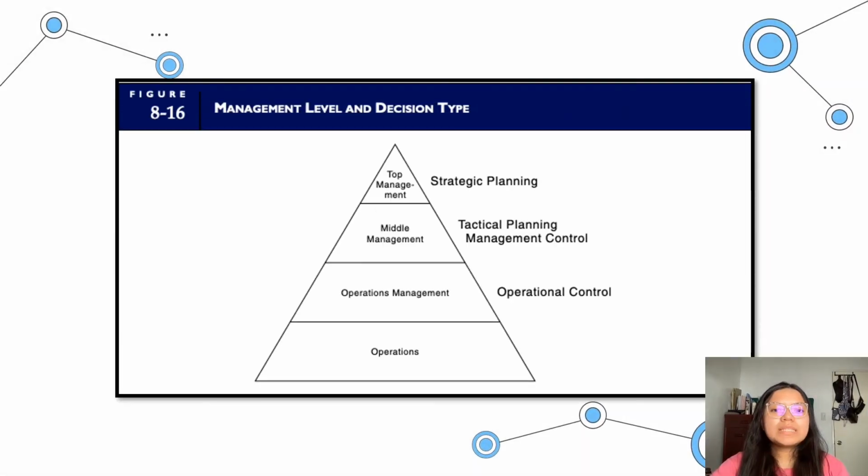So as you can see, the next factor is about the management level and decision type. So here, in our illustration, we have top management for strategic planning and decisions, middle management for tactical planning and management control decisions, operations management for operational control, and lastly, the operations.